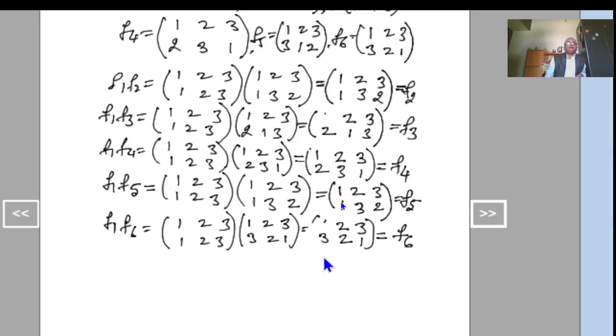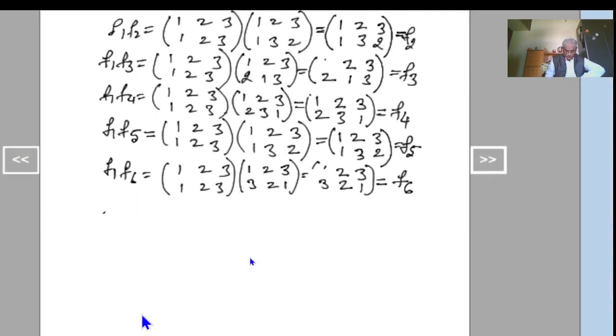And here you can consider the reverse also. That is, F2, F1, F3, F1, F4, F1, F5, F1, F6, F1. We get the same permutations here. That means if I take the composition with F1, we are getting the same, so F1 is acting as the identity element. That is, the permutation 1, 2, 3 / 1, 2, 3 is acting as the identity element. Okay. Next we go for finding other products also.